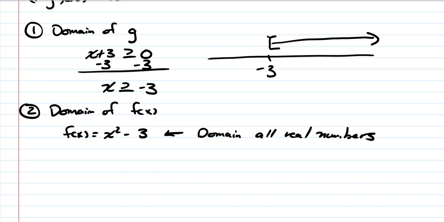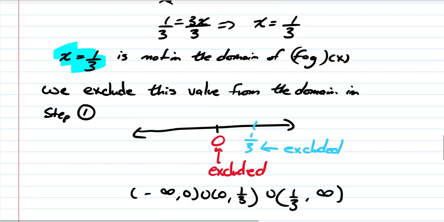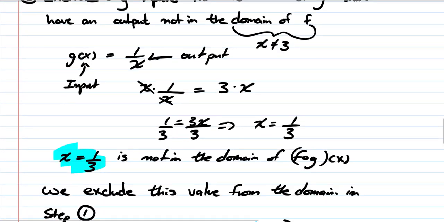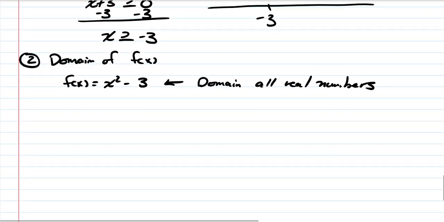Well, if this has domain all real numbers, that means that we can put anything in. So if we go back and look at our thing, if the domain of f is all real numbers, no matter what g gives us that's in its domain, it will automatically be a real number. So we don't need to do any additional restrictions.